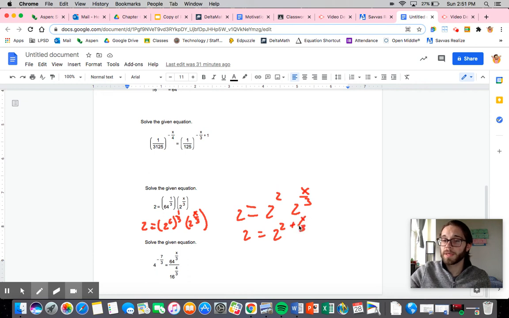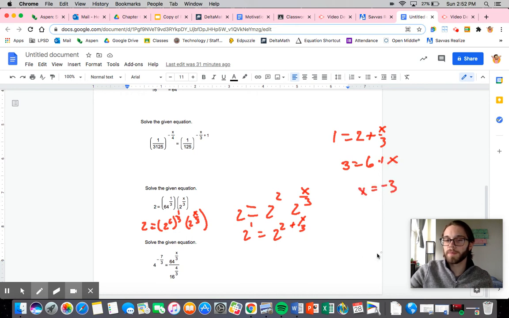Now, somehow this has to all equal 1, right? Because this is the first power. So that would mean that 1 is equal to 2 plus x over 3. Multiply everything by 3. 3 equals 6 plus x. X will equal negative 3. All right?